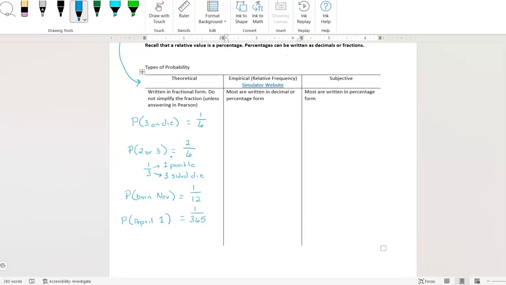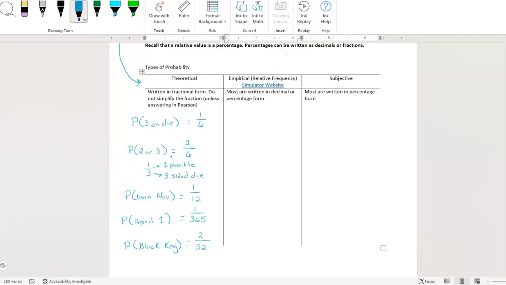What about the probability of, say, a black king on a deck of cards? Again, here we don't want to think about simplifying it. We have 2 black kings in a deck of cards, and there are 52 cards in a deck. We don't want to simplify this because that tells a different story.